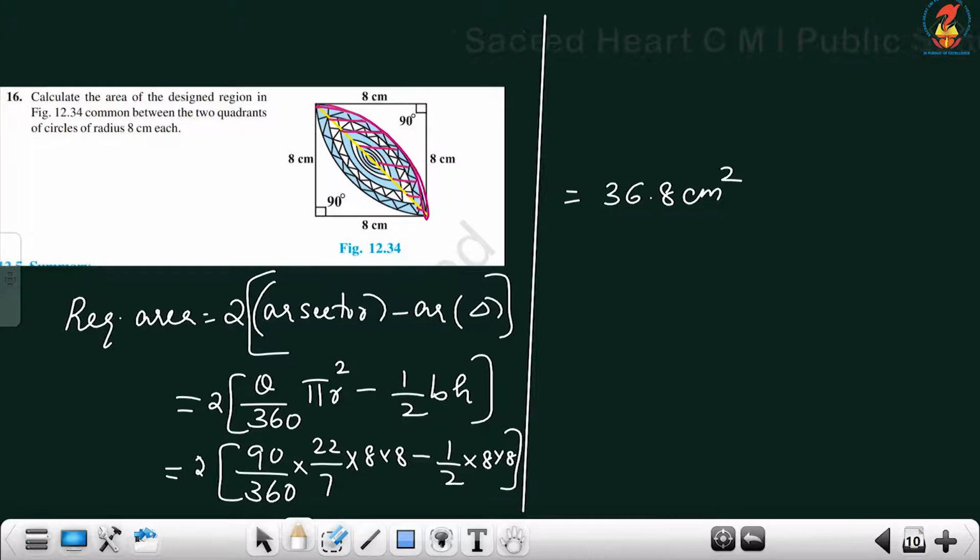Last question from this exercise. Calculate the area of the design region in the figure common between the two quadrants of circles of radius 8 centimeter. They have given two quadrants. This is the first quadrant and this is another quadrant. So, the intersection of these two will give this part.